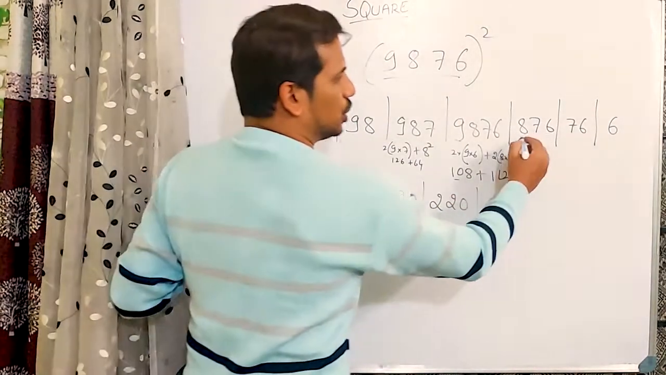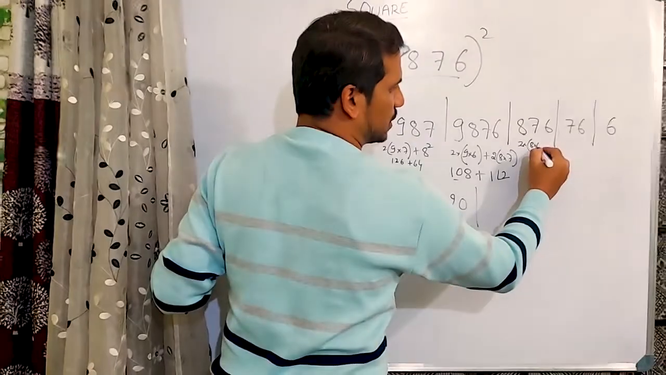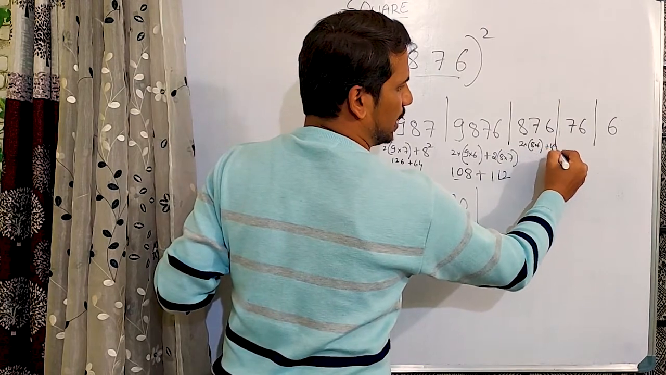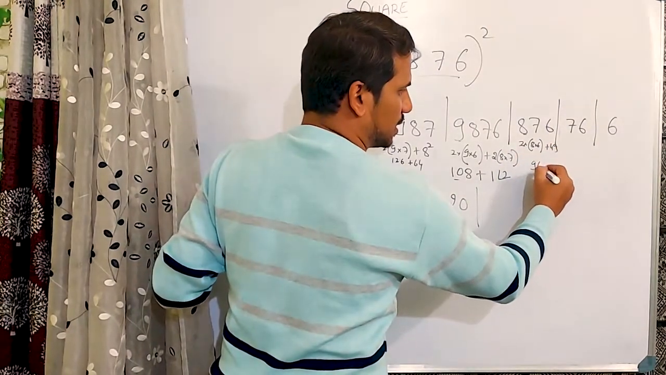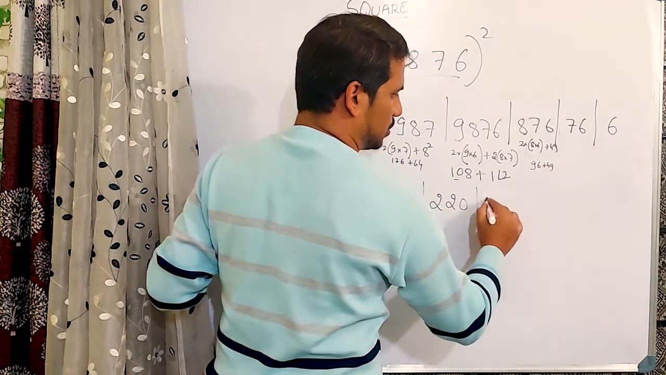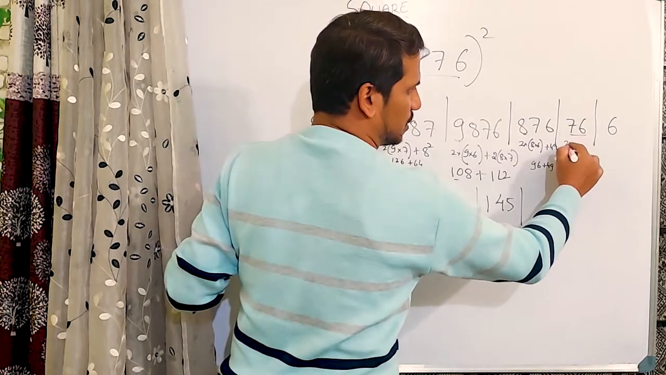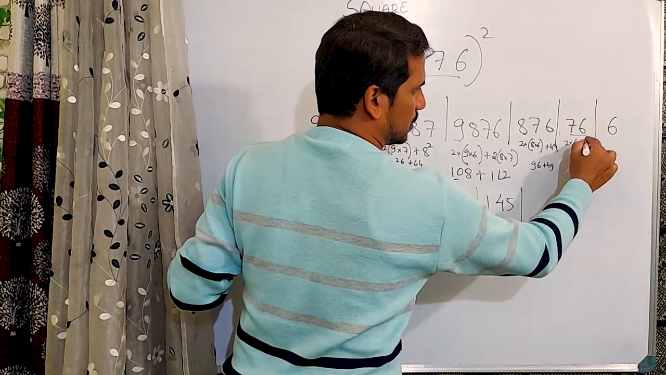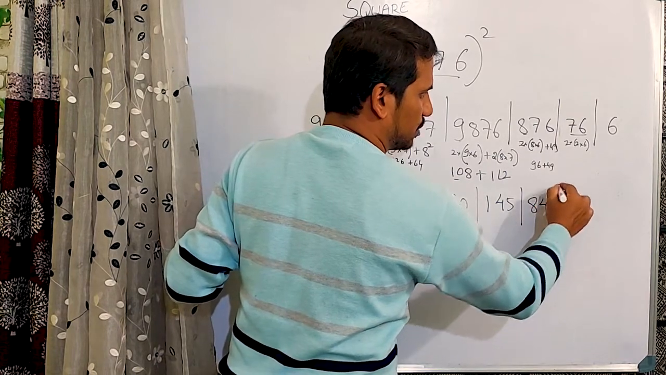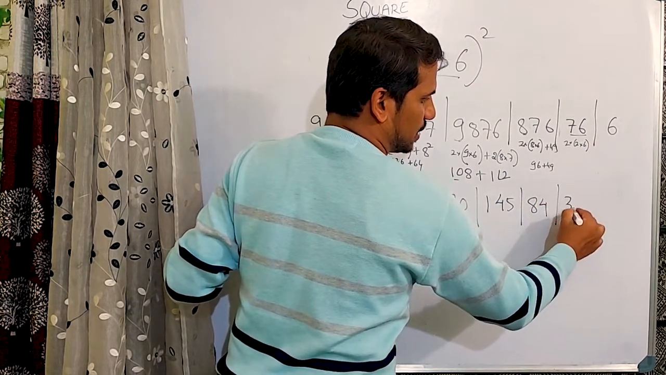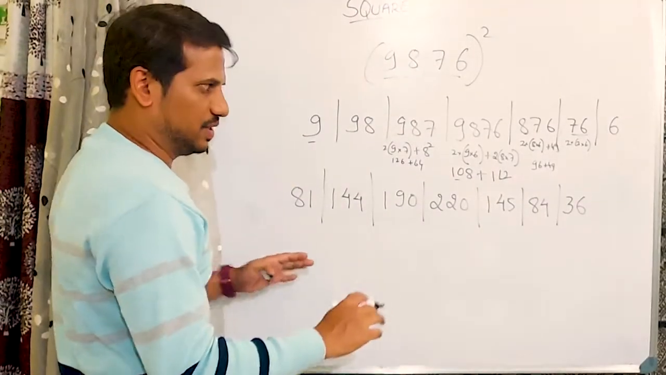Then duplex of 876: 2 into 8 into 6 plus 49. 48 into 2, that is 96, plus 49, this comes out to be 145. Duplex of 76: 2 into 7 into 6. So 42 into 2, that is 84. Duplex of 6, 36. The next step is to derive the answer.